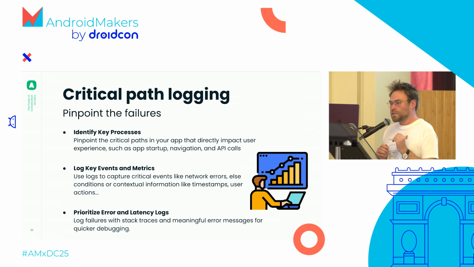Use the logs to capture the critical events, and don't build logs that are irrelevant. Don't write logs that say YOLO and send them to production. So okay, I have a log saying YOLO, but I don't understand why. What is the meaning of that?